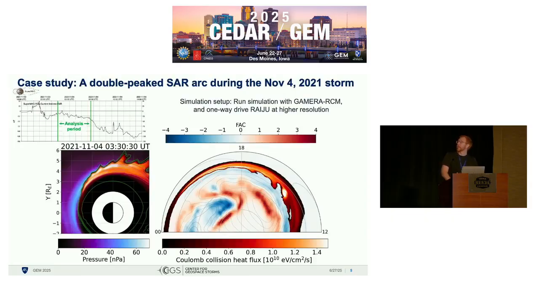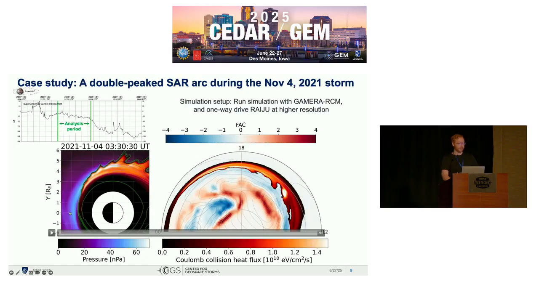And so what we're going to look at today is a case study of this double peak star arc observed during the November 4th, 2021 storm, commonly referred to as the Panamanian Flag Day storm. It's actually during this initial period just after SSC. And I'm just showing what it looks like in the simulation. Right here is a snapshot. I'm not going to show the whole video for the sake of time.